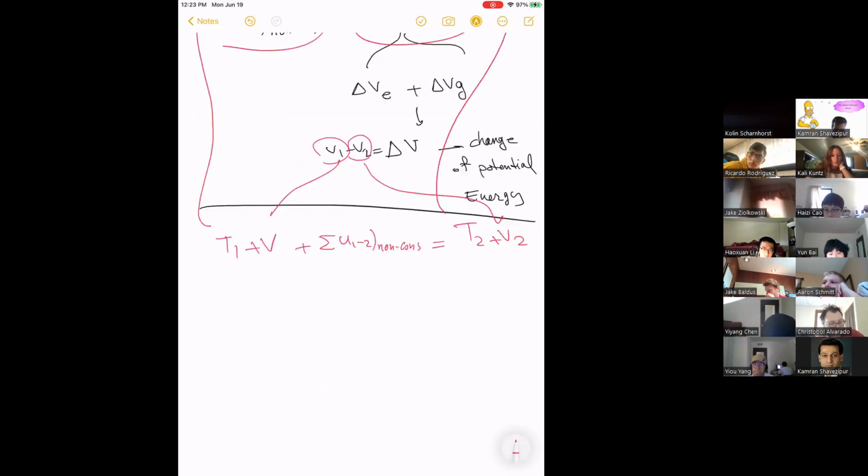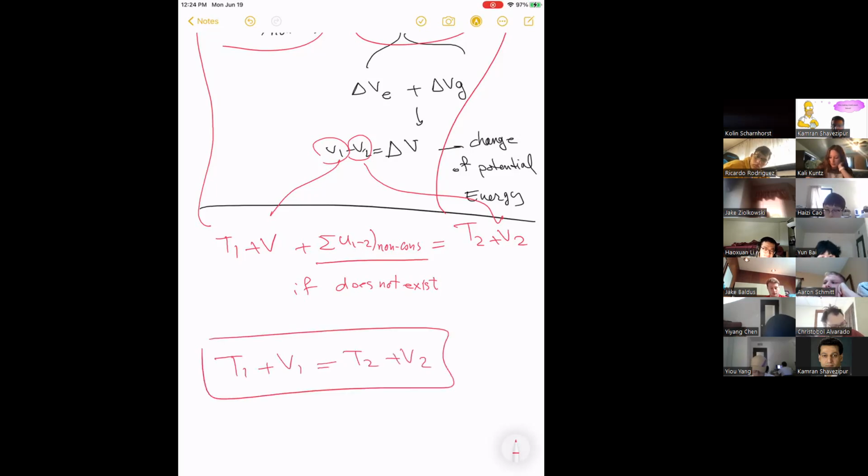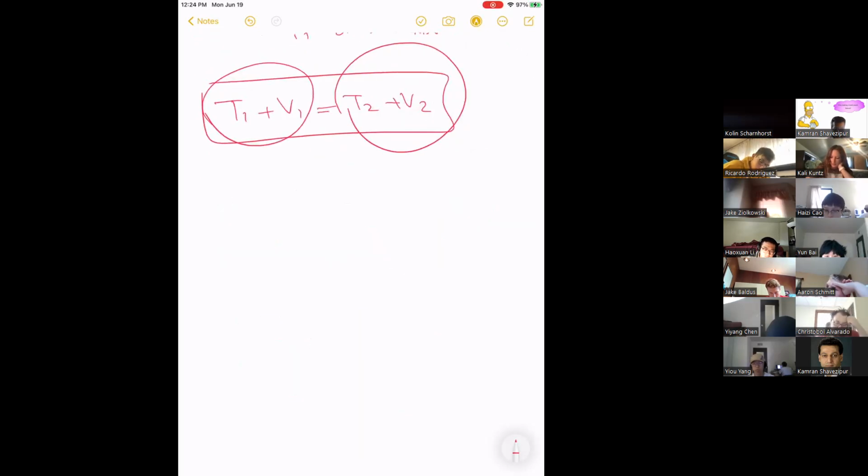Now, if this doesn't exist, then you can simply get T1 plus V1 equals T2 plus V2. Conservation of energy. That means the amount of mechanical energy you have going from point 1 to point 2 will be the same. Make sense? If you have a system of particles, you have more than one, you can get summation of T1 plus V1 equals summation of T2 plus V2.